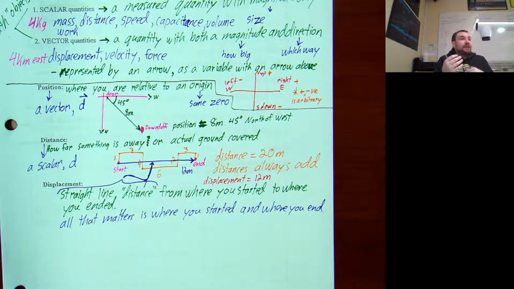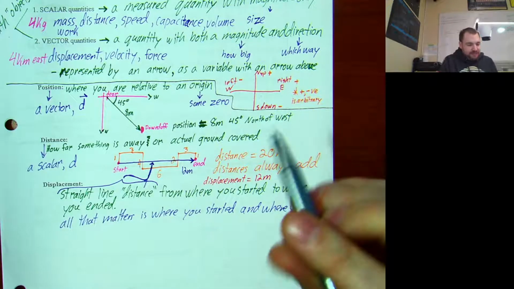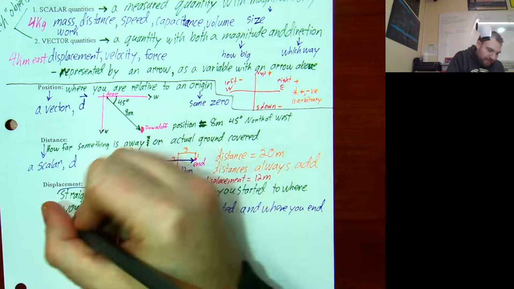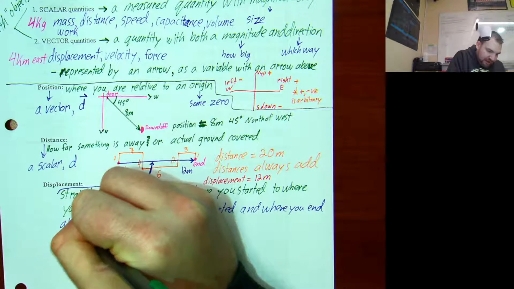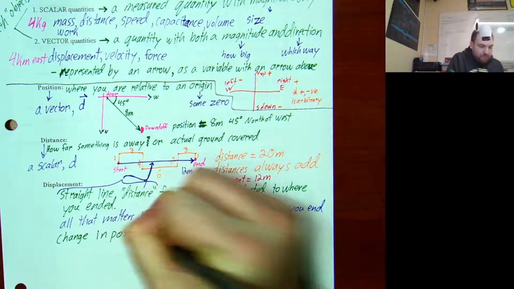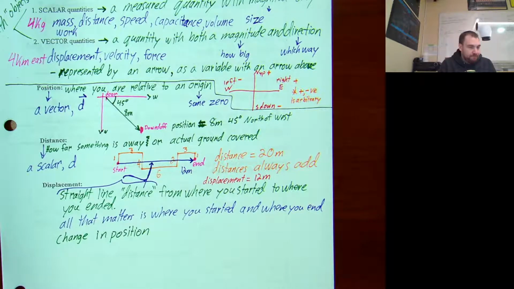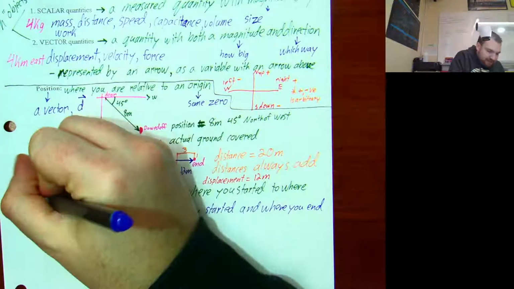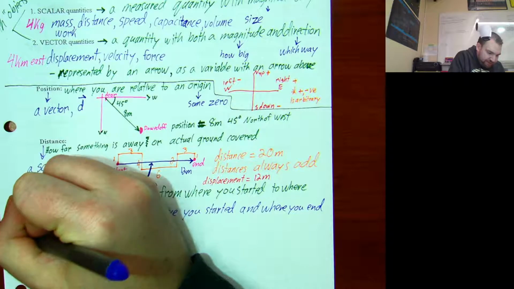But that is not the only definition for something like displacement. In physics, we define displacement to be a measure of the change in position. Where were you before? Where are you now? And how have you been displaced? Because position is a vector and displacement is a change in position, displacement is also a vector.